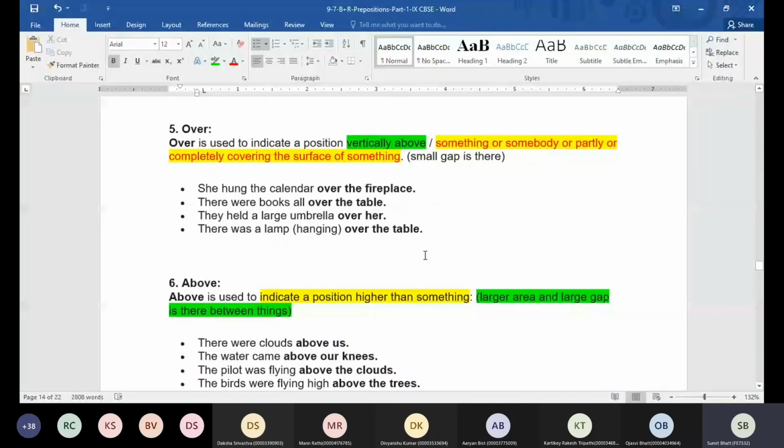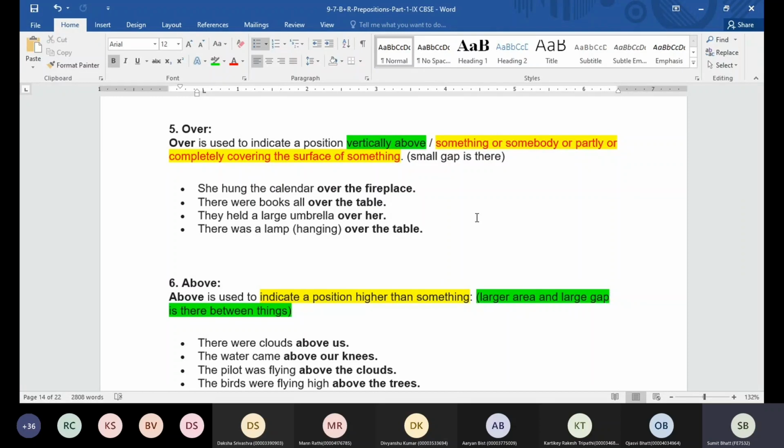Can we complete over and above also, if you agree? Yes, over is there. Over is used to indicate a position vertically above. It's just the opposite of which word? Below, under. So over is going to be just the opposite of under, guys.